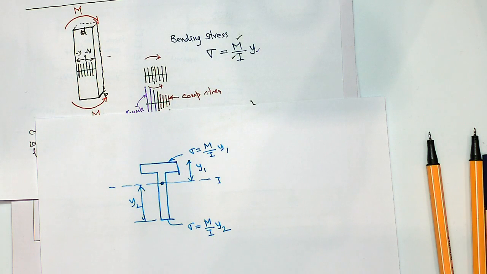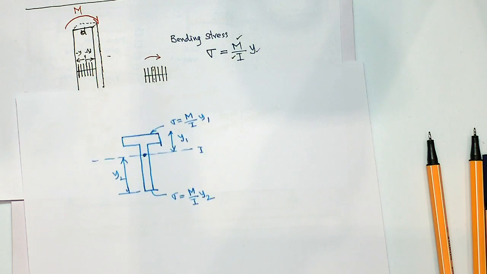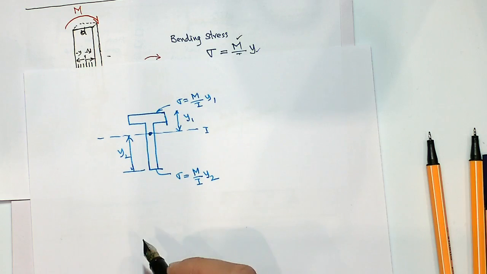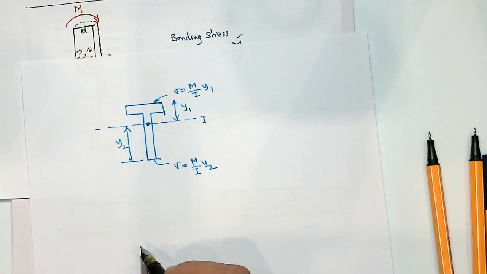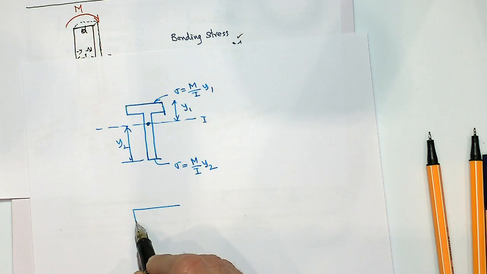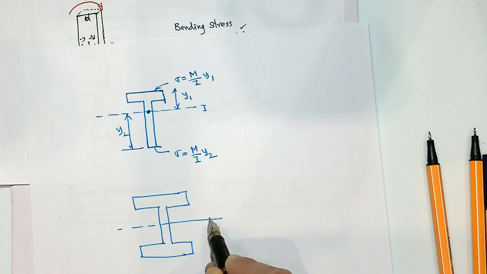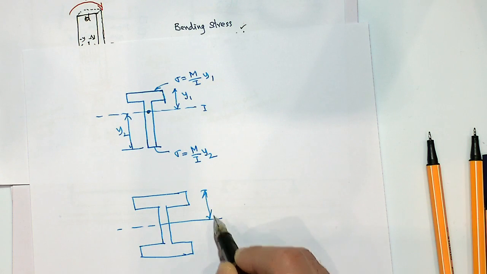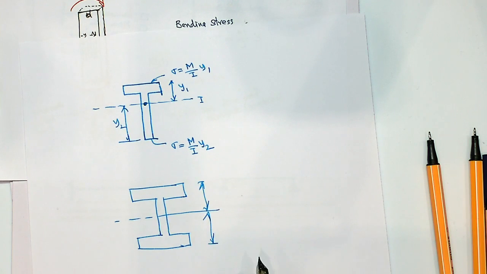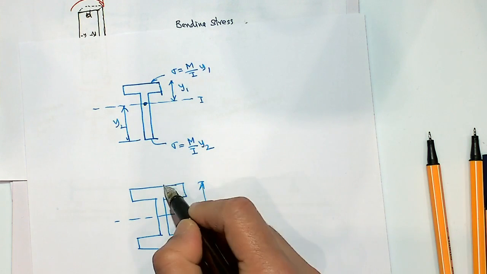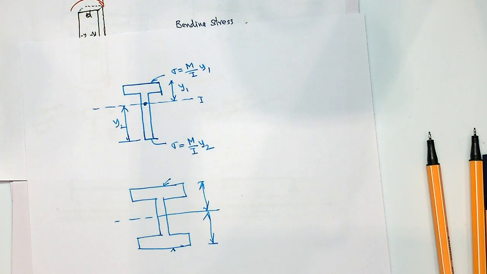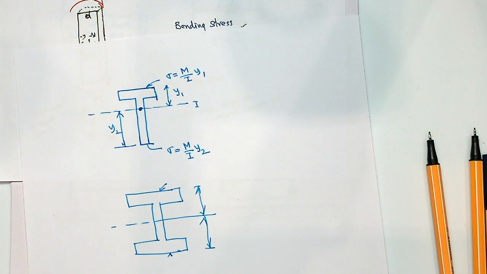Oh, second moment of area for I section. So these distances are normally equal if it is a symmetric axis. So then the stress at there would be the same as the stress at there. Is that okay?